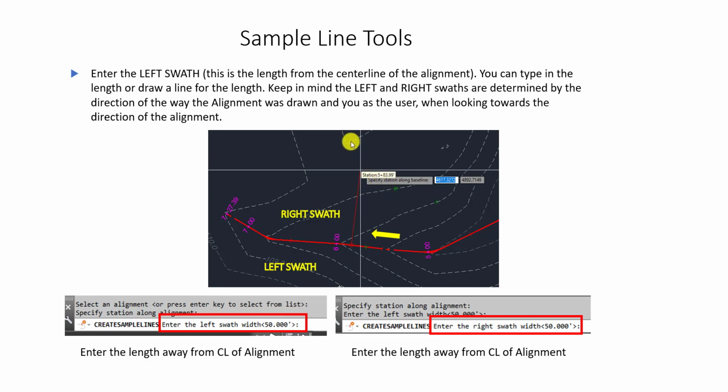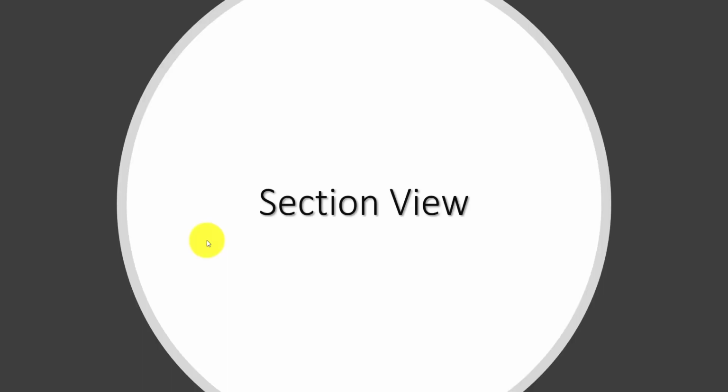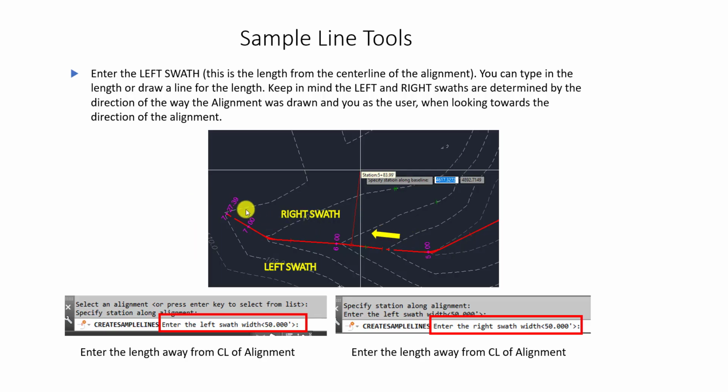it's going to ask you for the left swath. This is the length from the centerline of the alignment. You can type in the length, so it's an even length, or you can draw a length out to where you want. The left and right swaths are determined by the direction the alignment was drawn, and you as the user, when looking towards the direction of the alignment. So whatever way you're looking, if you're looking this way along the alignment, this is the right swath, this is the left swath.